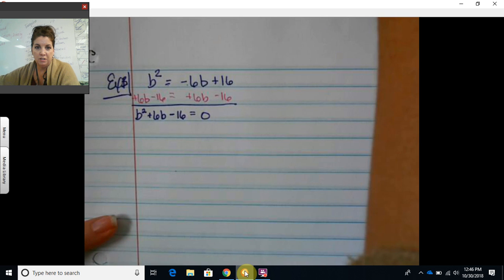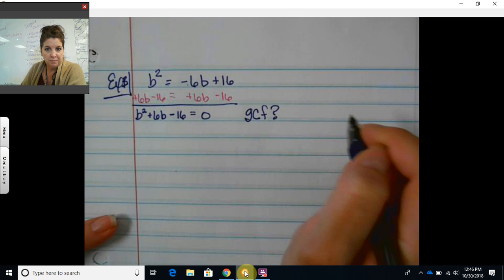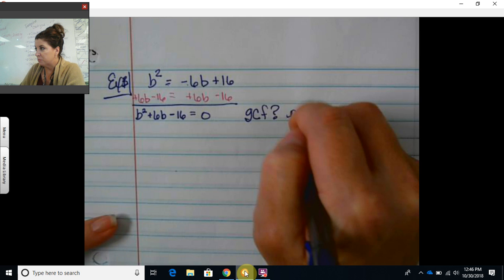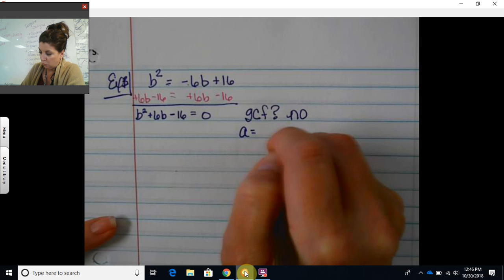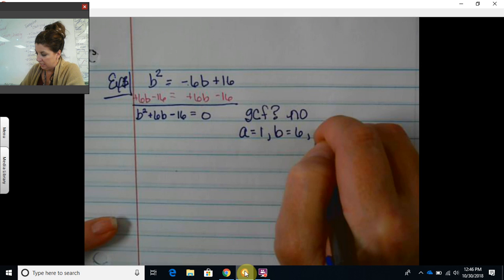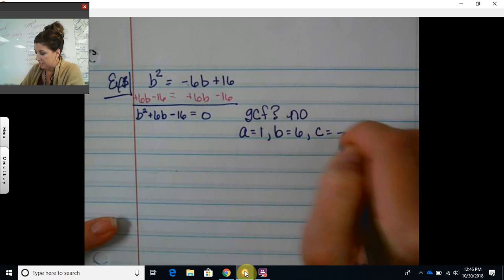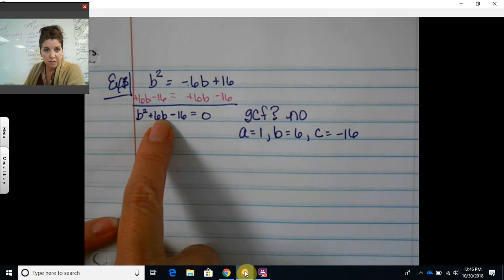Next thing you do is you look for a greatest common factor. Do we have one? No. So you just move on. Define A, B, and C. What is A? 1. What is B? 6. And what is C? Negative 16. A is the coefficient of your quadratic term, B is the coefficient of your linear term, and C is the constant. Okay?